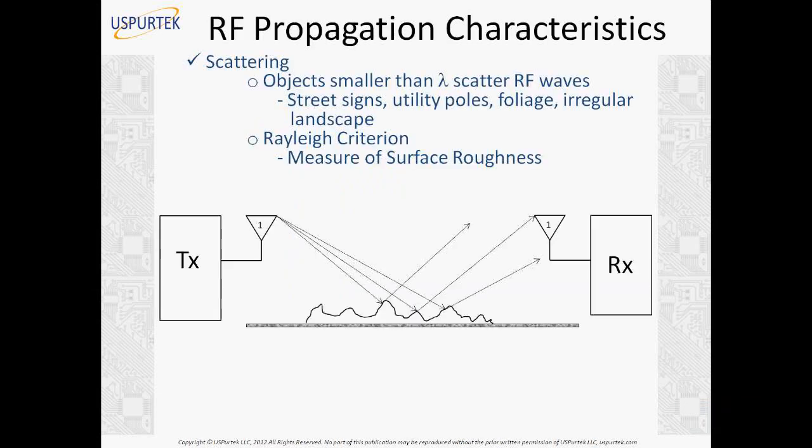Now, scattering. Objects smaller than a wavelength will scatter radio waves. Very practical examples: street signs, utility poles, foliage. Foliage means trees, forest. Irregular landscape, if you have an undulating landscape, where somewhere you have a ditch and somewhere you have a hilltop, all these will scatter radio waves. Now, there is a criterion used to define the electrical roughness of a surface. It's called the Rayleigh criterion, and that can be used to define a surface.